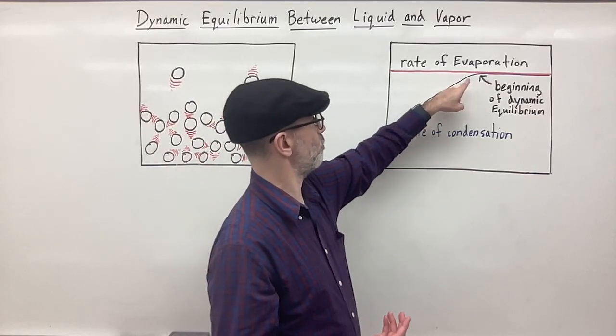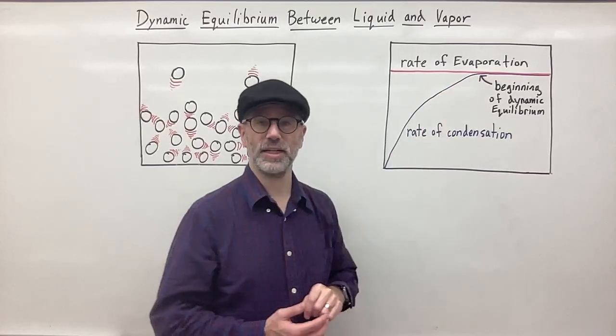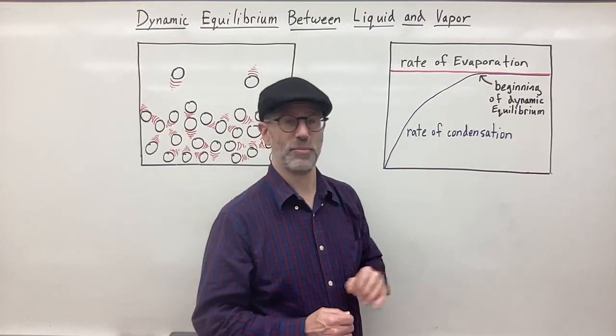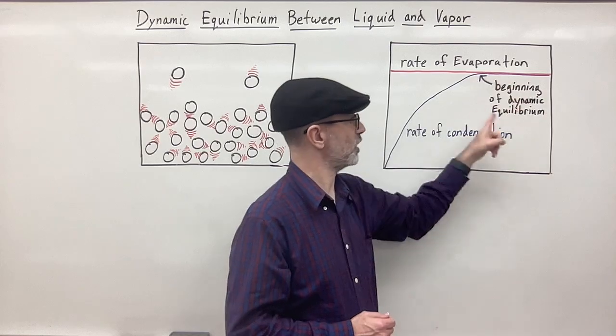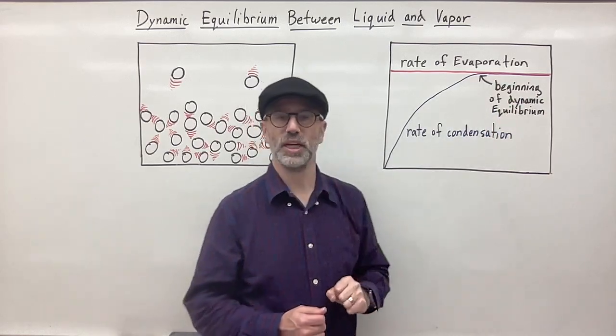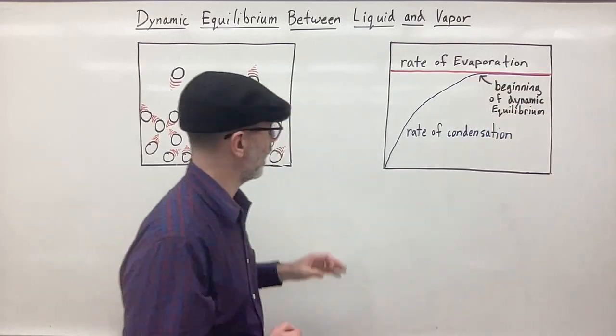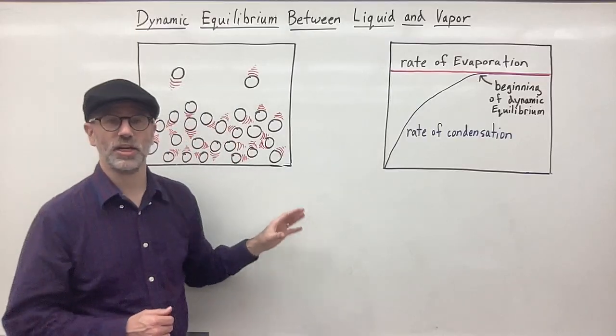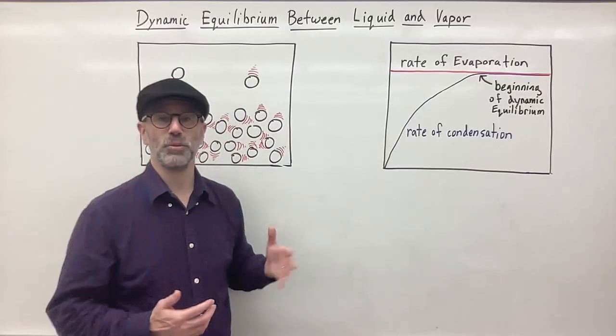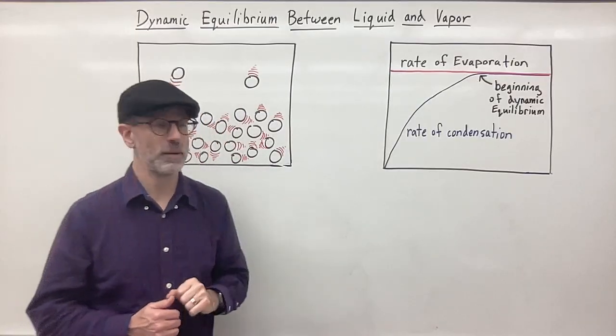And then it gets to a point where the rate of condensation and the rate of evaporation are the same, and that's when you reach a dynamic equilibrium. Okay, so that's the explanation of the dynamic equilibrium between liquid and vapor.